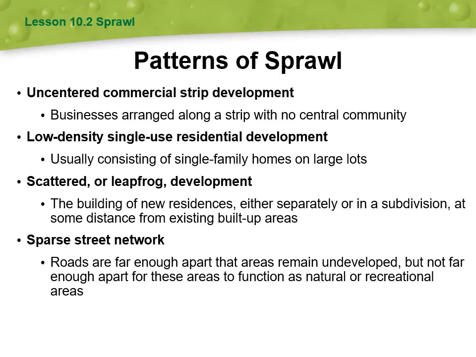All right, and then we have a sparse street network. This is when roads are far enough apart that areas remain undeveloped. So basically it's hard to get to it, but not far enough apart for these areas to function as natural areas. So this is actually where I live, is considered a sparse street network.